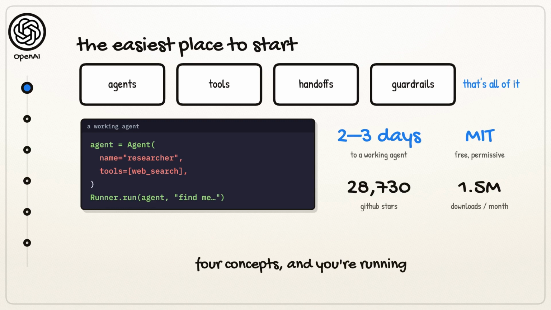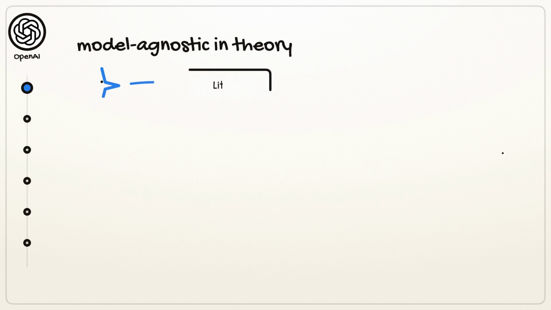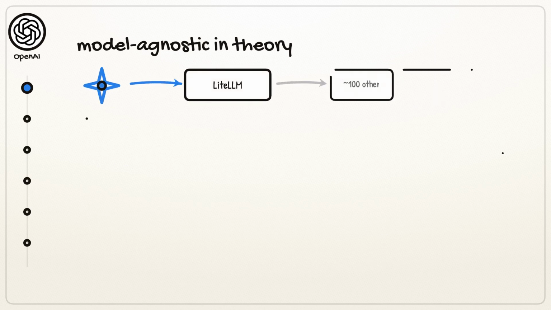OpenAI's own documentation warns that structured outputs and their hosted tools, like web search, will degrade or break when you use a non-OpenAI model. So it is model agnostic in theory, but it is clearly shaped around OpenAI in practice. On the numbers, it has roughly 28,000 stars and about 1.5 million downloads a month. It is MIT licensed, so it is completely free.